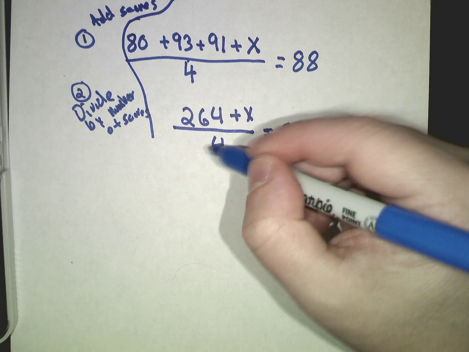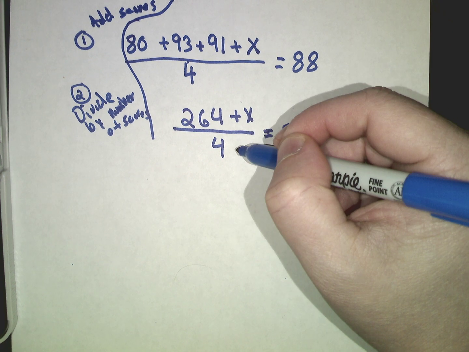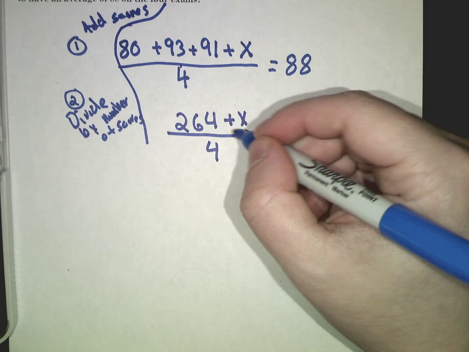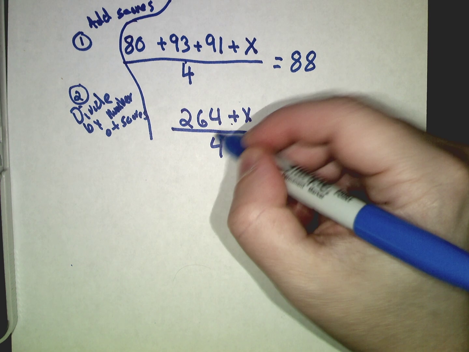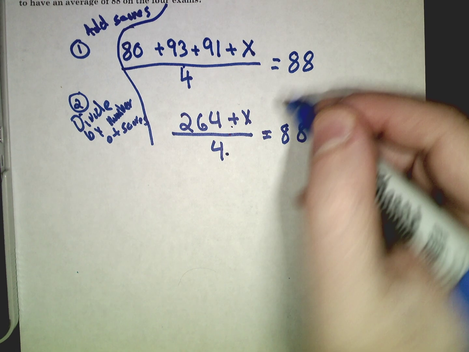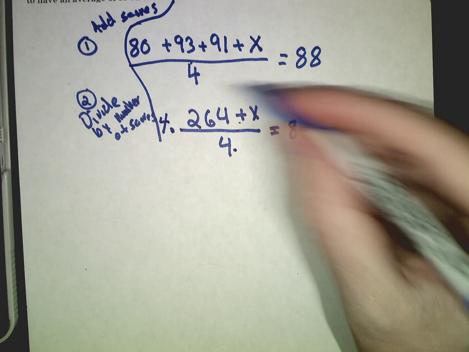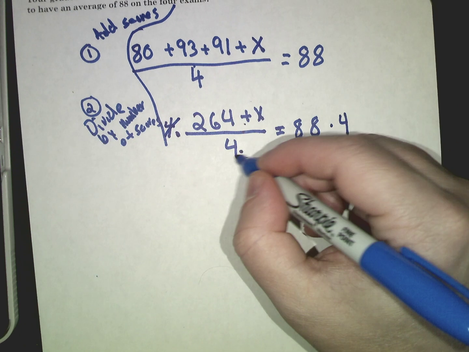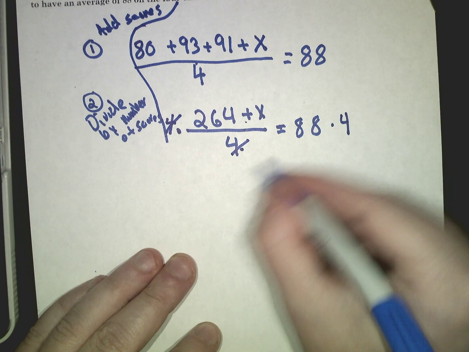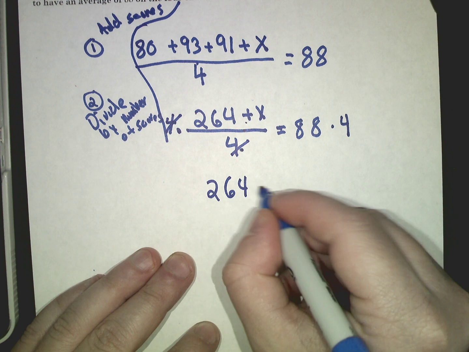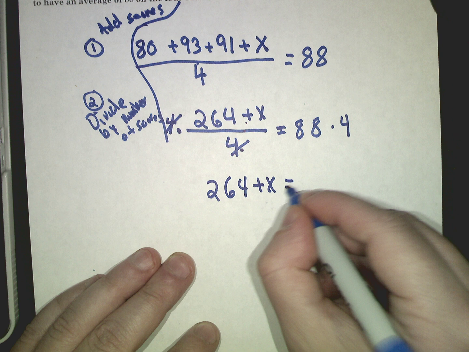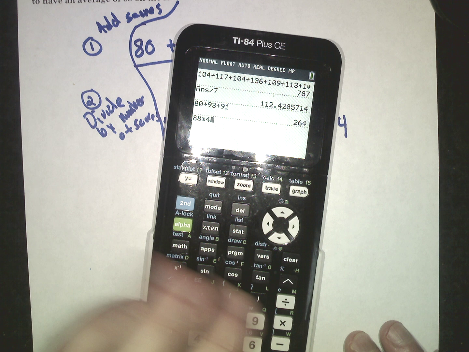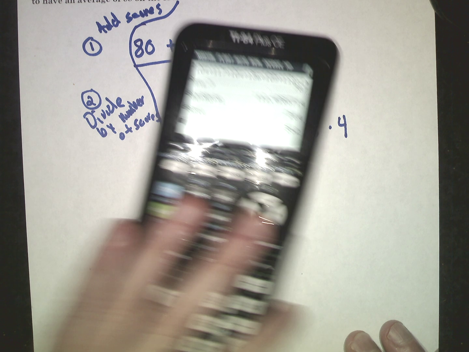The problem here is I got to get this 4 out first. Okay, because this 4 prevents me from getting 264 or the X. I can't move those without getting rid of this 4. This is division. This number divided by 4. So the opposite of division is multiplication. So I'm going to multiply this side and this side by 4. What's going to happen is you have 4 divided by 4 is just 1. So I can bring down that 264 plus X equals 88 times 4. Well, that's going to change things a bit here. So 88 times 4, 352.